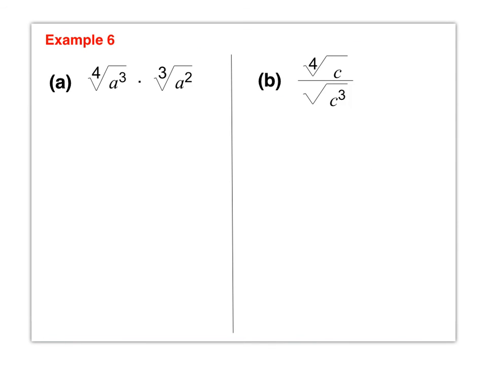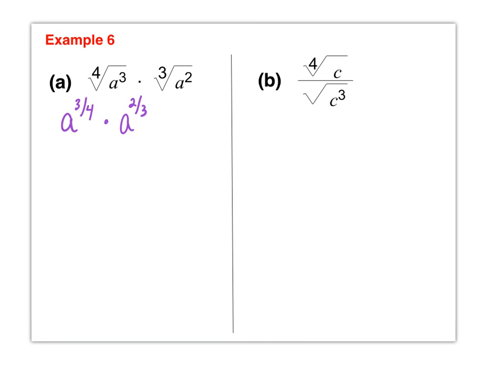All right, let's simplify this radical expression by first converting to rational exponents and then applying either the product or quotient or power rule for exponents. So the fourth root of a to the third can be written as a raised to the 3 over 4 power, and the cubed root of a squared can be written as a to the 2 over 3 power.